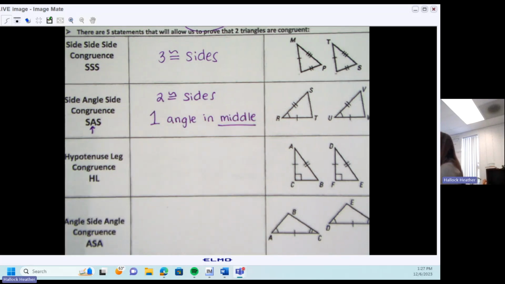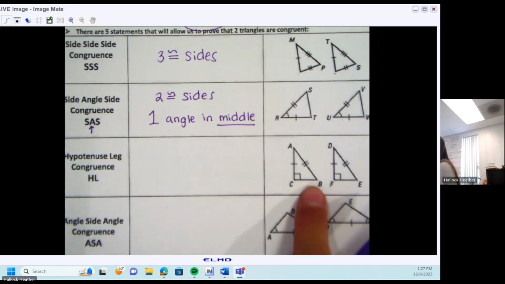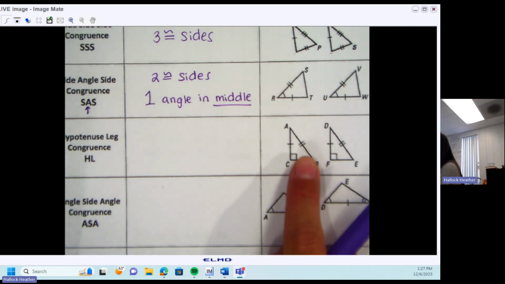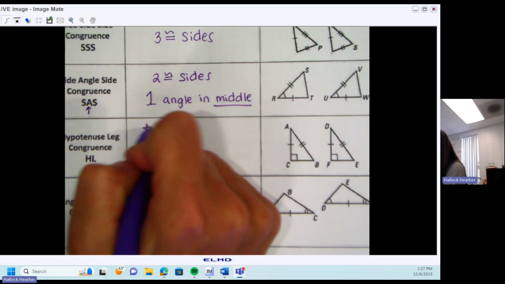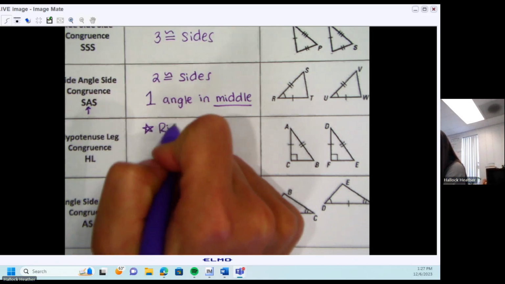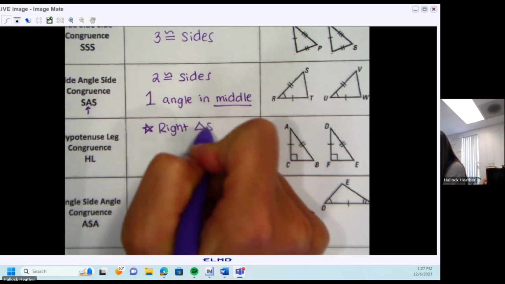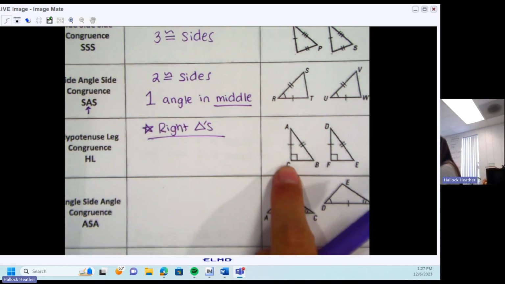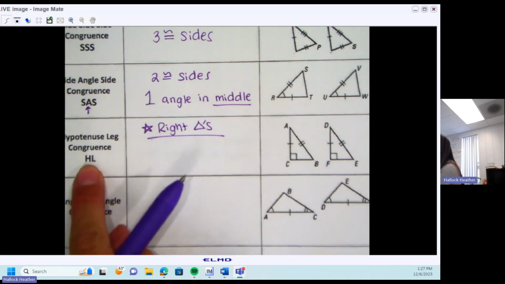The next one is for right triangles only. So if you look at your pictures, hypotenuse leg is the least used theorem for congruent triangles. This is only for right triangles. You need to have that 90-degree symbol there. And this is the only one that is two letters. If you look, it says hypotenuse leg congruence, HL.